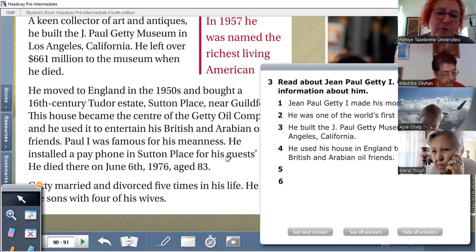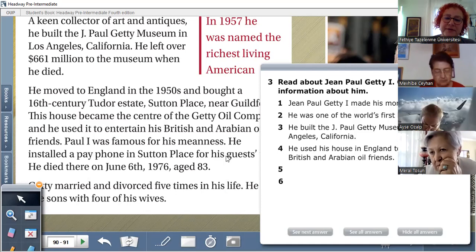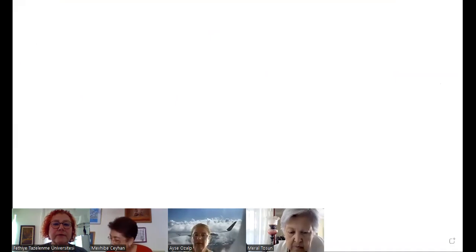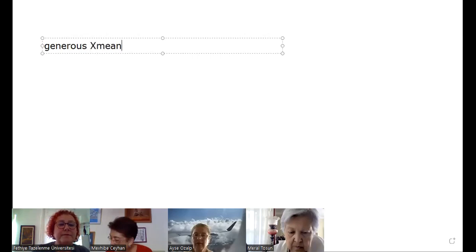What is the opposite? Selfish or mean. Mean. Selfish or mean. So let's say generous. Next. Generous. Adjective. That's the opposite. Mean. Or sometimes we use generous or selfish. Opposite as opposite. Selfish, mean.